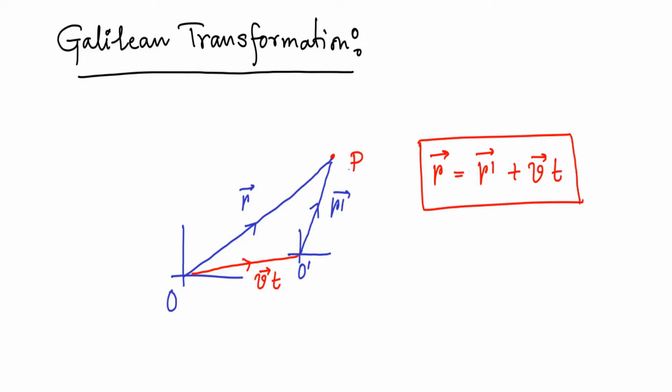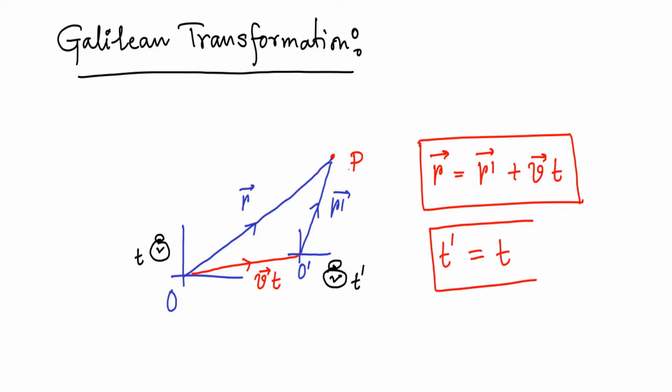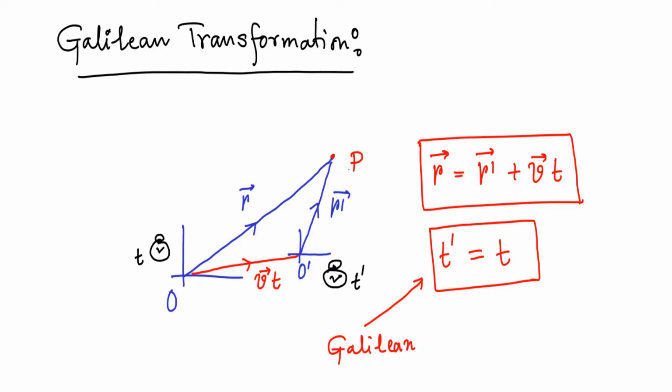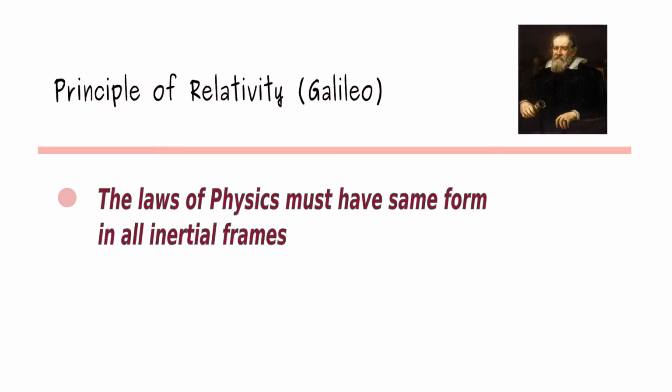Further, if we refer to the time measured by the observer O prime as t prime, then the elapsed times of these two observers can be related as you see here. In summary, by Galilean transformation, one refers to these two relations. We now have two inertial observers O and O prime, and the principle of relativity says that these two observers should have the same laws of physics.